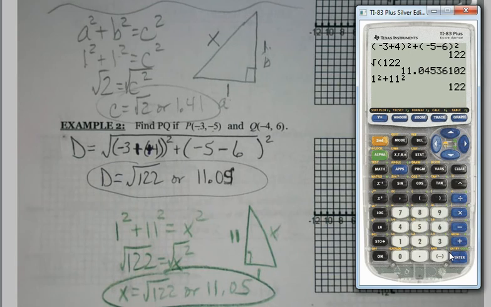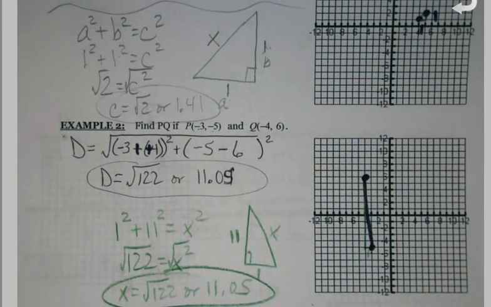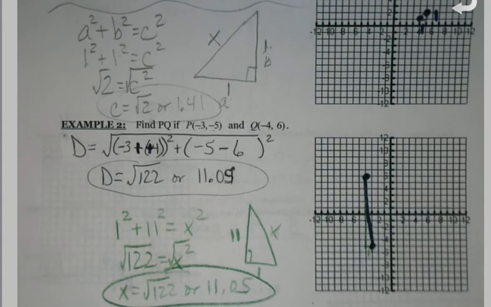I'm never going to tell you you must use the formula, you must use the Pythagorean theorem. You're always going to have that option. And you can always figure out which way you want to do that. So as far as distance goes, that's the way that we'd run this.